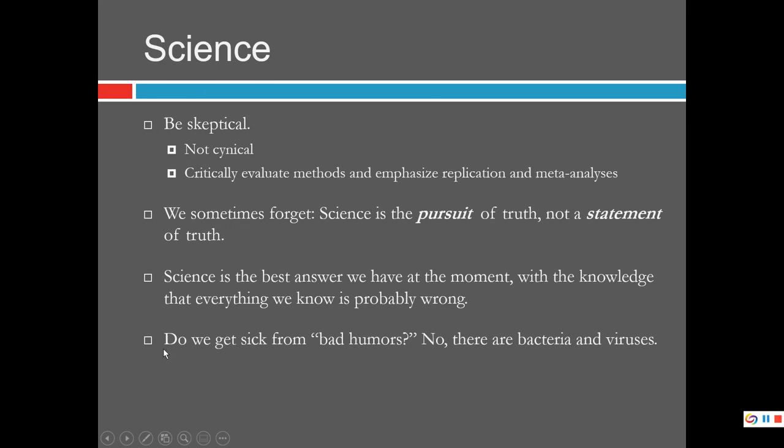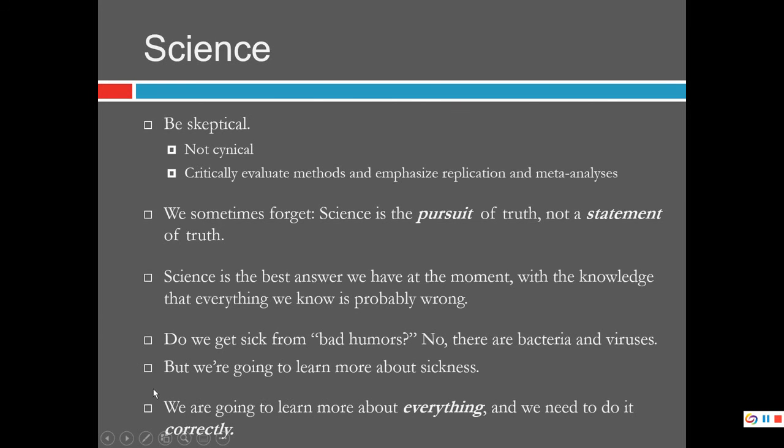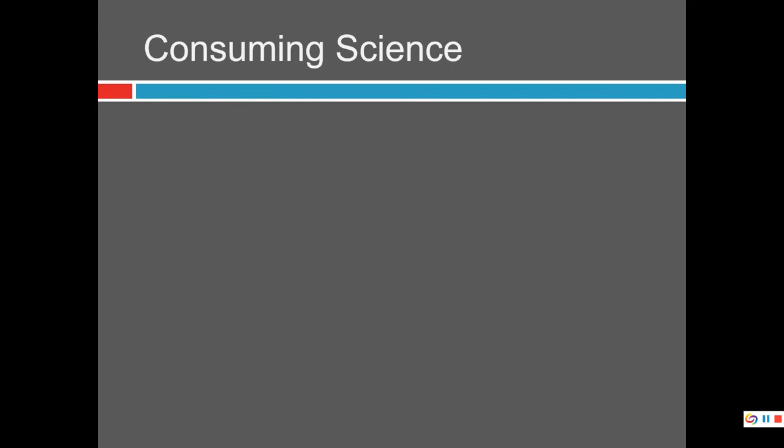It's not that we have too much black bile and that's why we get cancer, right? We know, in some senses, how tumors work. We know that there are bacteria and viruses. It's not just that someone who has bad juju gets sick, right? So we do know things that help us, even though our understanding of things in general is probably wrong. We're going to learn more about sickness, and we're going to learn more about how everything works. And the only way we can do that is by doing science in a responsible, transparent, open manner.